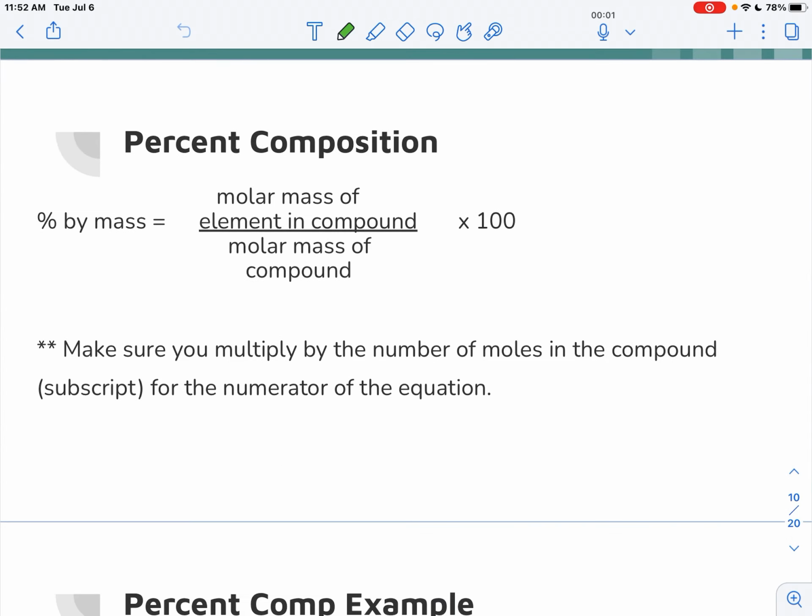So the first thing in this lesson is something called percent composition. For percent composition, we're going to use this formula: the molar mass of the element in the compound. So whatever compound we're talking about, you take the molar mass of just one element over the molar mass of the entire compound. Then you multiply by 100 for the percent. The important thing here is that you remember that you multiply by the number of moles, which is going to be the subscript in that compound. So when I say the molar mass of the element in the compound, I'm meaning that you would multiply by the subscript as well.